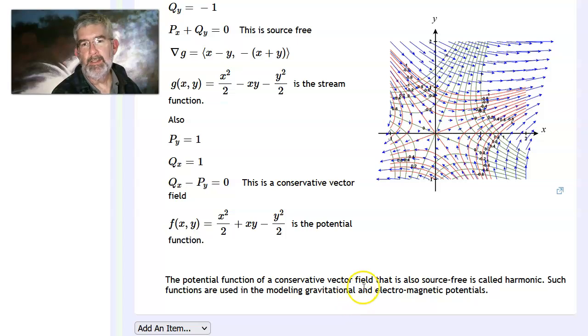It needs to be harmonic, and the notion of harmonic is that the potential functions that can be used are ones that satisfy what's called Laplace's equation. That is, the second partial of f with respect to x and x plus the second partial of f with respect to y and y is equal to 0. And these potential functions for conservative vector fields that are source-free certainly satisfy that property.